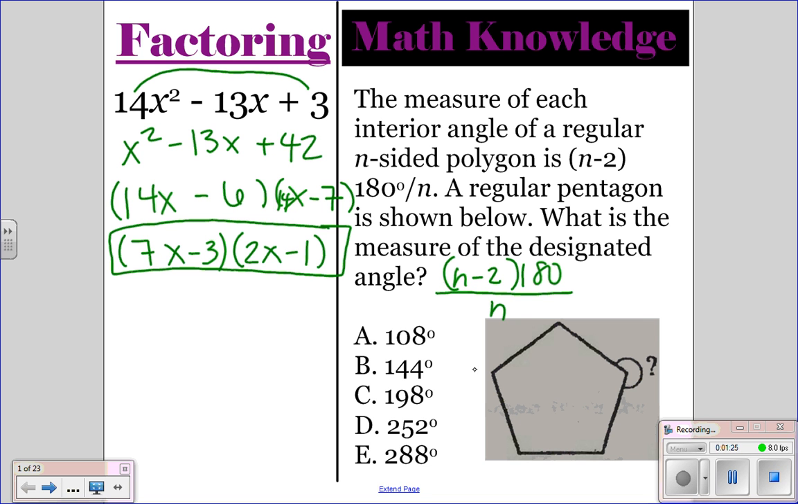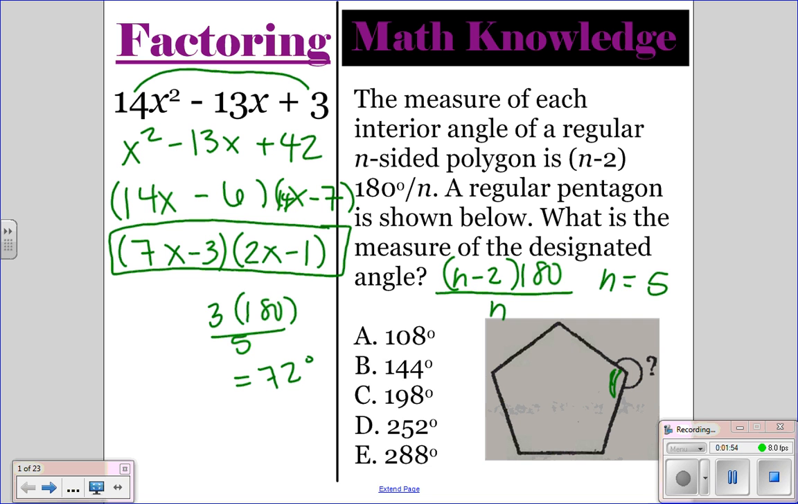And so we have a pentagon in this figure, so that means that our n equals 5. Because a pentagon has 5 sides. So when we plug it into our formula, 5 minus 2 is 3. So we have 3 times 180 and then divided by 5. And so if you multiply that out and then divide by 5, you're going to get 72 degrees. So each of these angles here is 72 degrees.